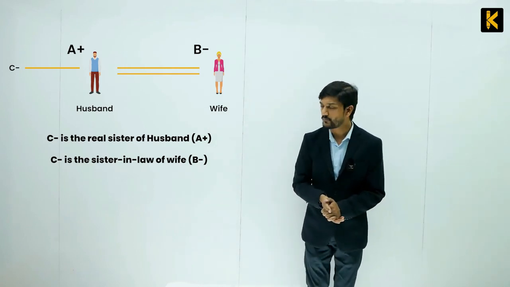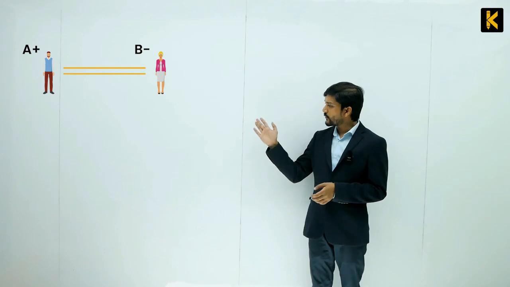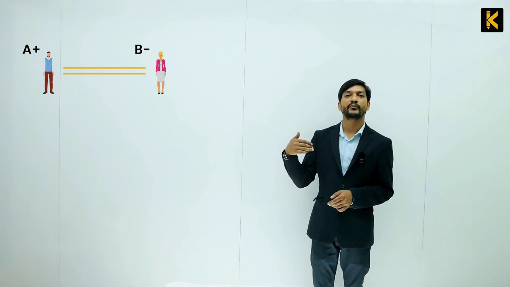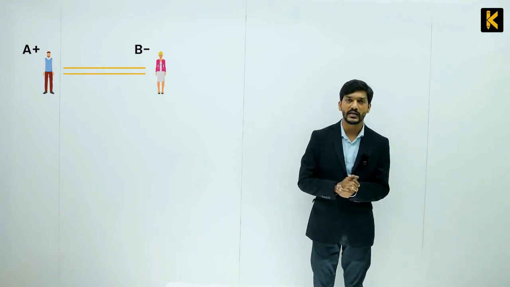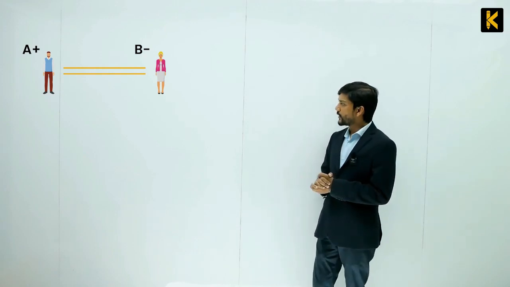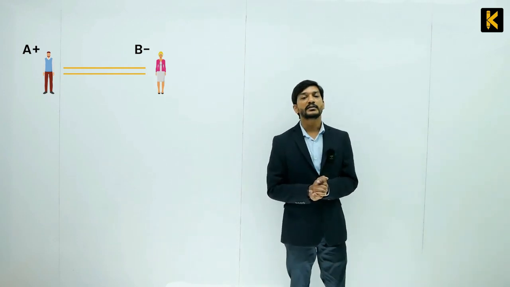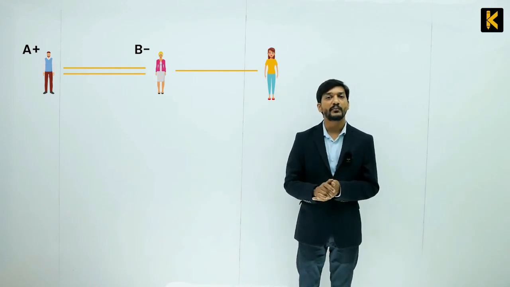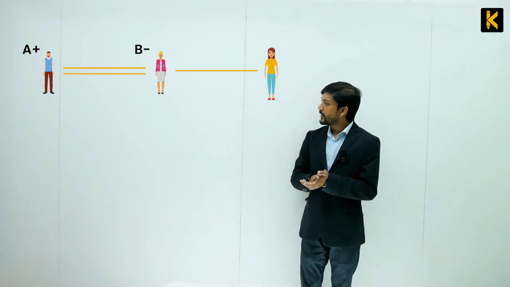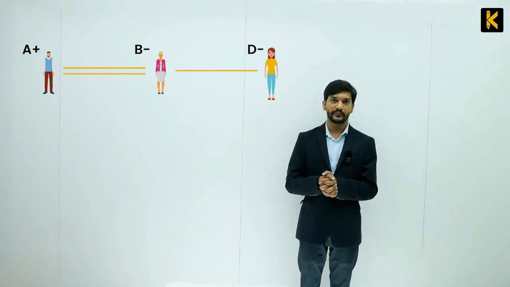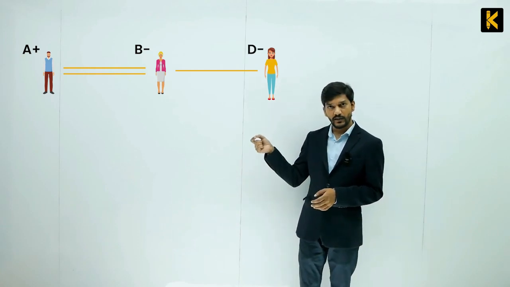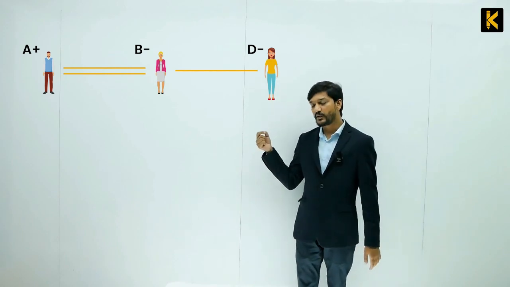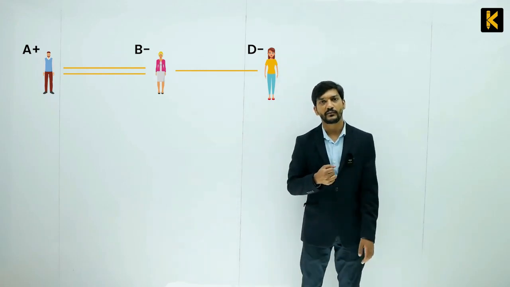Similarly, suppose, let me now remove this C. Let me take now real brother of wife. I can take real sister as well, doesn't matter. So in case I take the sister of wife, real sister, and I show it with letter D. So real sister I am taking. So D minus I am representing. And because I am taking a female person, it looks like a female person as well.